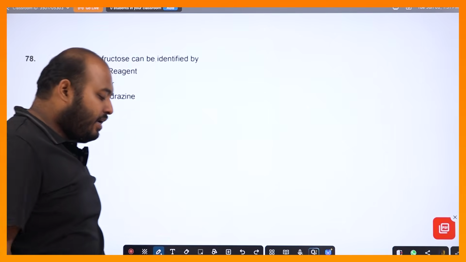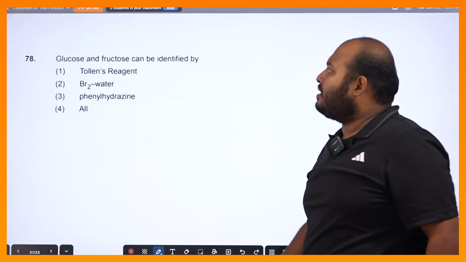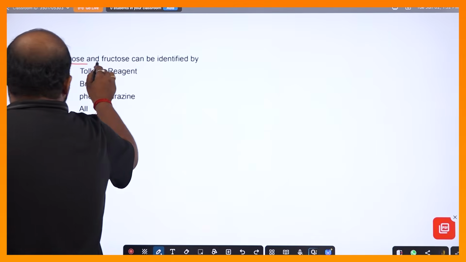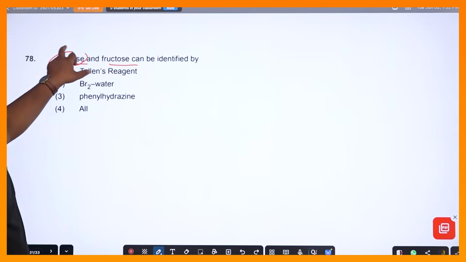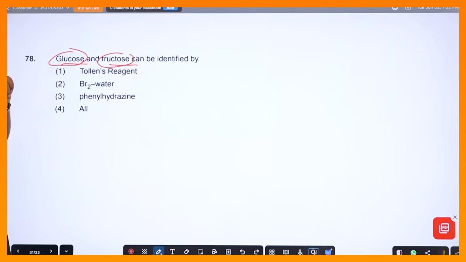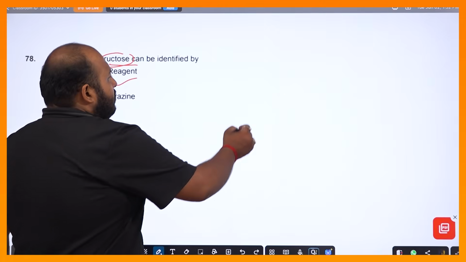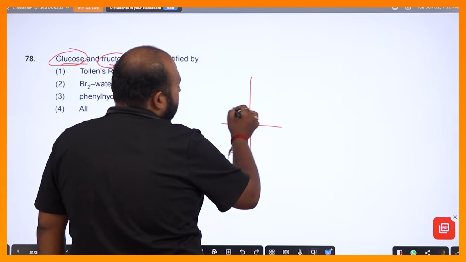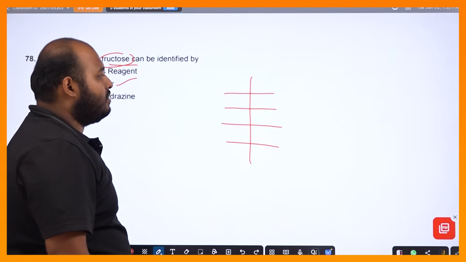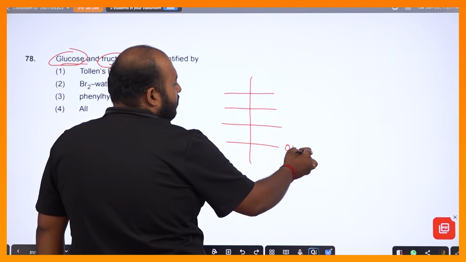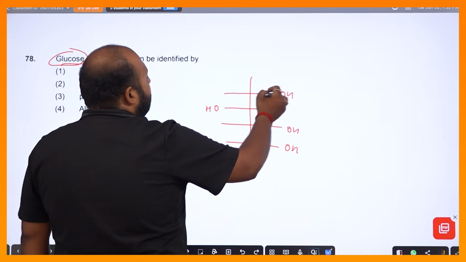Okay, next question is 78. It is asking how you can distinguish between glucose and fructose. So the correct option will be bromine water. Let me explain. Bromine water is a milder oxidizing agent, and you know that it can only oxidize aldehyde.